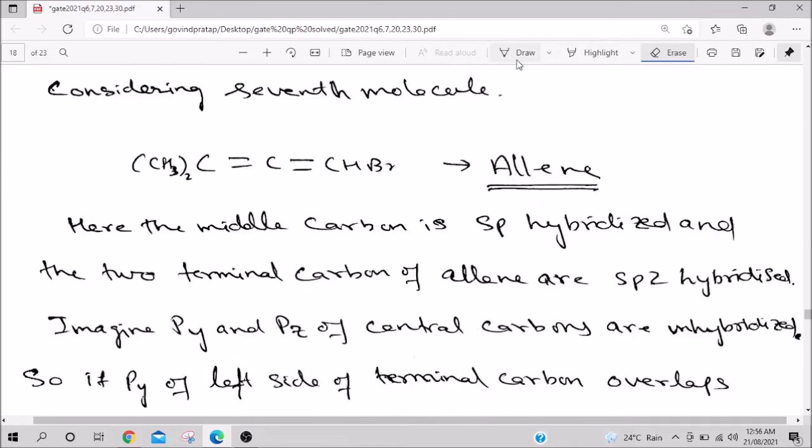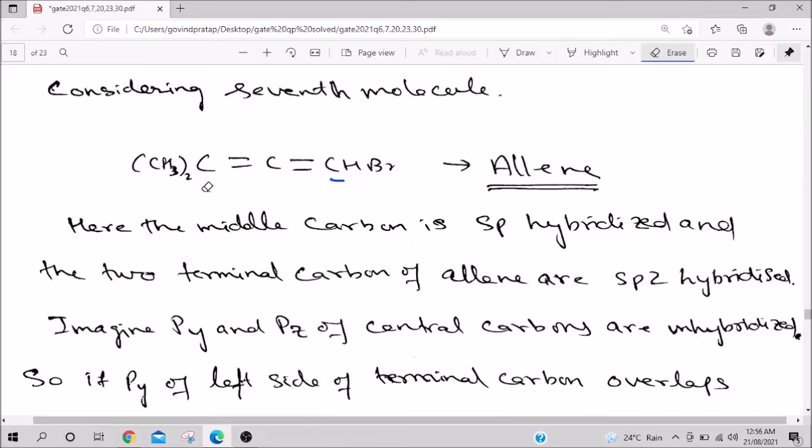Next one is allenes. Now, on this carbon 2 CH3 groups are there. Remember this, if it was 1 CH3 and 1 hydrogen, then this would be optically active. But in an allene, if one of the carbons has both substituents the same, it is optically inactive. Let us look at why. Basically, this carbon is sp hybridized and this is sp2 hybridized.